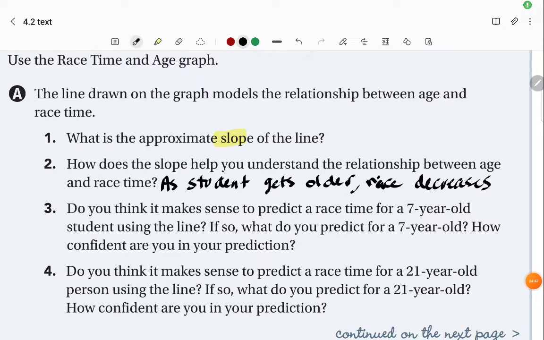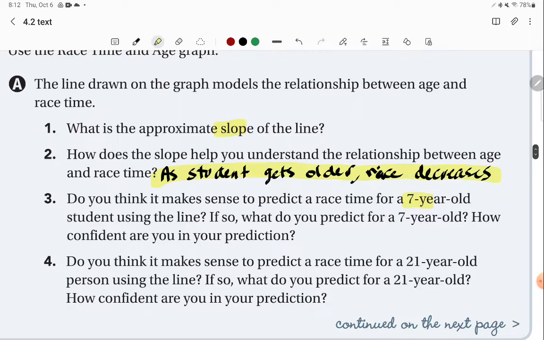As the student gets older, the race time is going to decrease. Okay? And then do you think it makes sense to predict a race time for a 7-year-old using this number line? I think that it would be, right, for a 7-year-old. If so, what do you predict for a 7-year-old? How confident are you in your prediction?